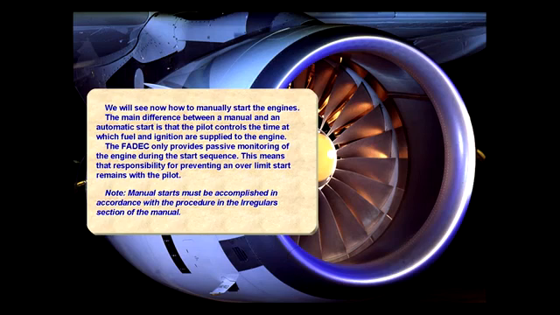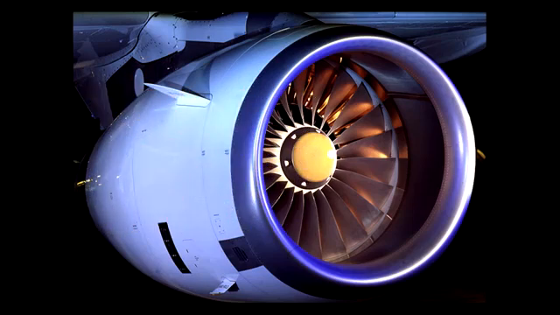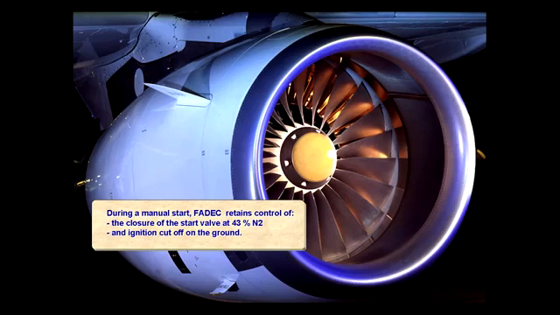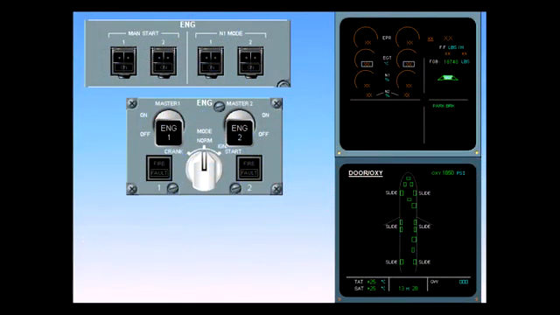Note, manual starts must be accomplished in accordance with the procedure in the irregular section of the manual. During a manual start, full authority digital engine control retains control of the closure of the start valve at 43% N2 and ignition cutoff on the ground. The configuration is the same.